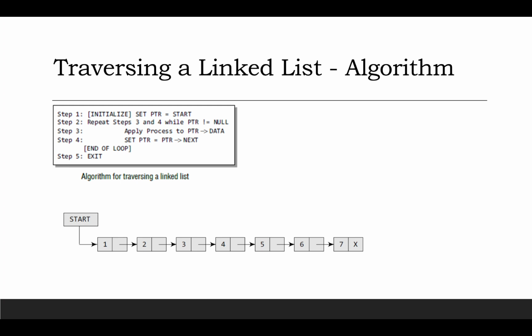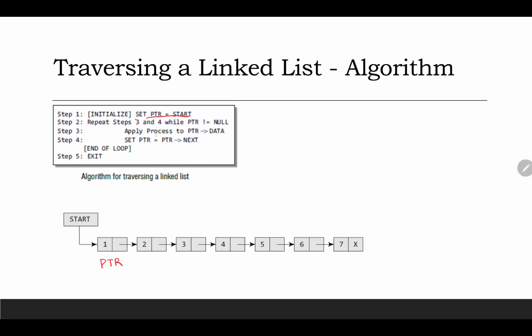First, we are initializing ptr equal to start. So this is the start node, and we are assigning this start node to ptr. Then in the second step, we have to repeat steps 3 and 4 until ptr is not equal to null. We have to repeat the steps while ptr is not equal to null.